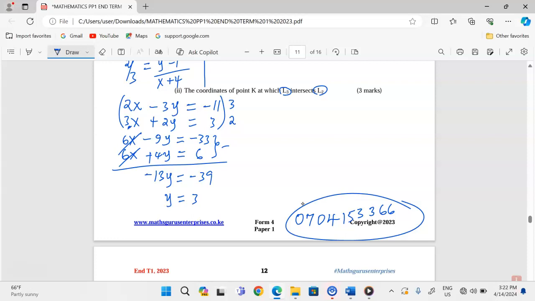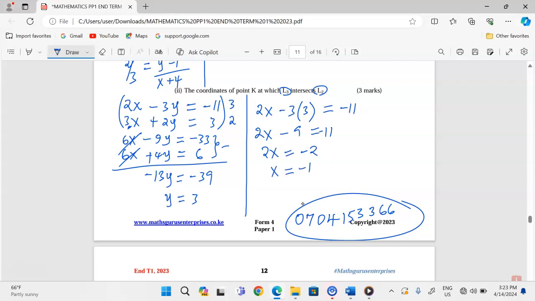Now we can get the value of x by substituting the value of y in any of the equations. I can substitute y in the first equation such that 2x minus 3 times the value of y, which is 3, equals -11. So 2x minus 9 equals -11. 2x equals -2, and the value of x becomes -1. So the point of intersection, which is K, will be the coordinate (-1, 3). So that is the coordinate K, the point of intersection for the two lines.